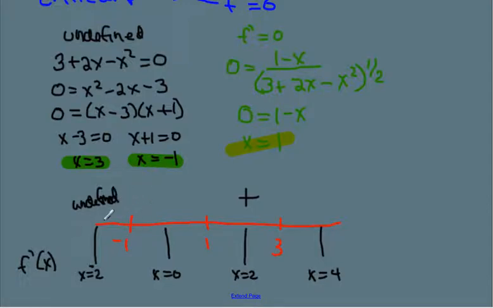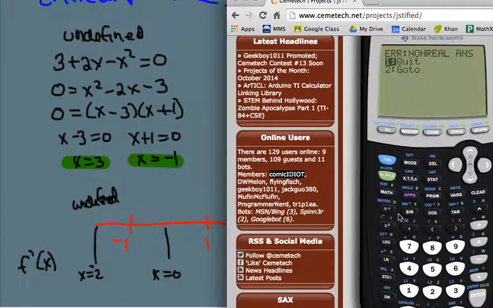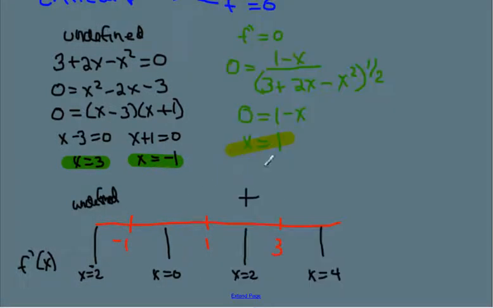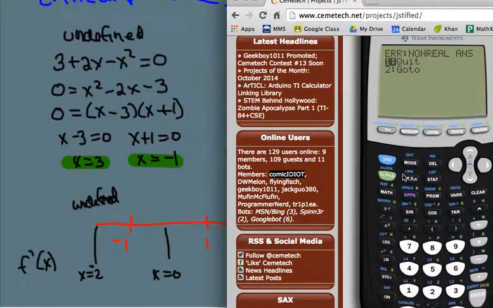So we'll look at what's going on there. It's also going to be undefined at 4. So let's see what's going on at 4. And again at 4, undefined. So over here at 4, it is undefined. So we know it's positive here. Now we just want to know what's going on at 0.